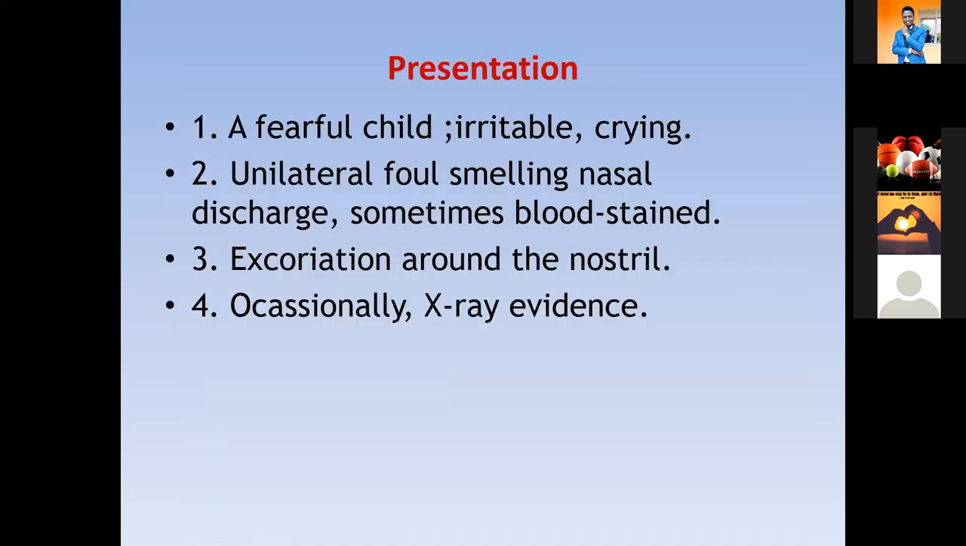A child will come in fearful, usually with a history of, "My child has put something in the nose," or, "Doctor, my child has put something in the nose."